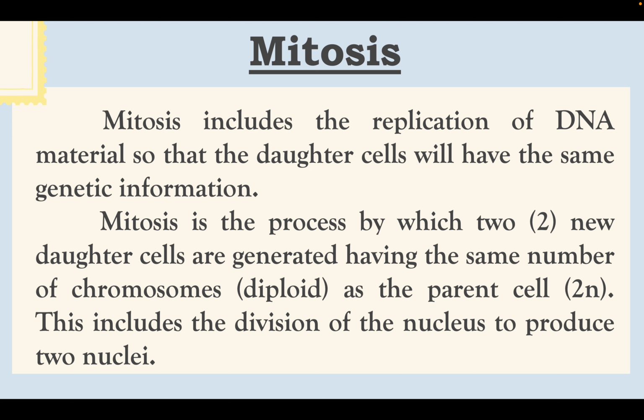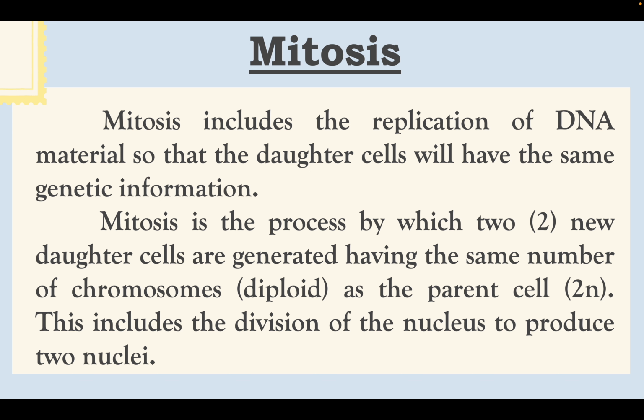This includes the division of the nucleus to produce two nuclei. So in mitosis, when the cell splits into two new cells, both of these new cells have the same number of chromosomes as the original cell, 2N. Mitosis is a way for the cell to make two new cells, and these two new cells have the same chromosomes. So that means what? The new cells are also diploid.